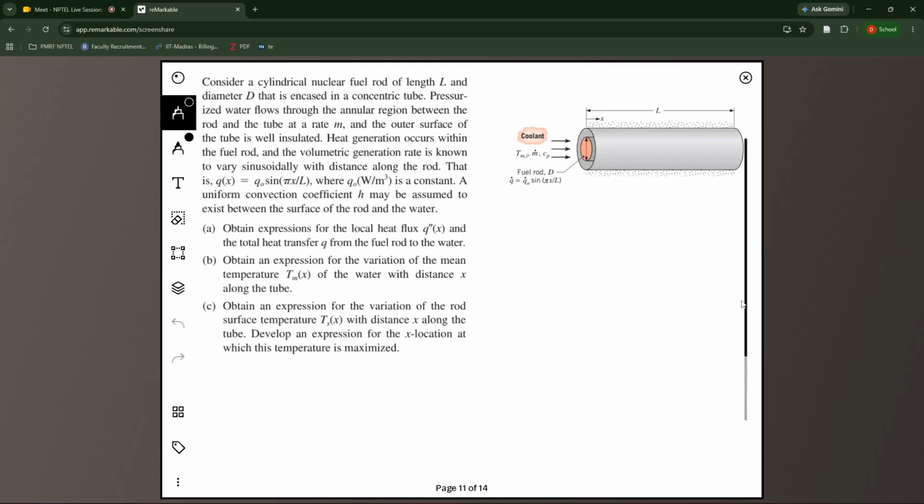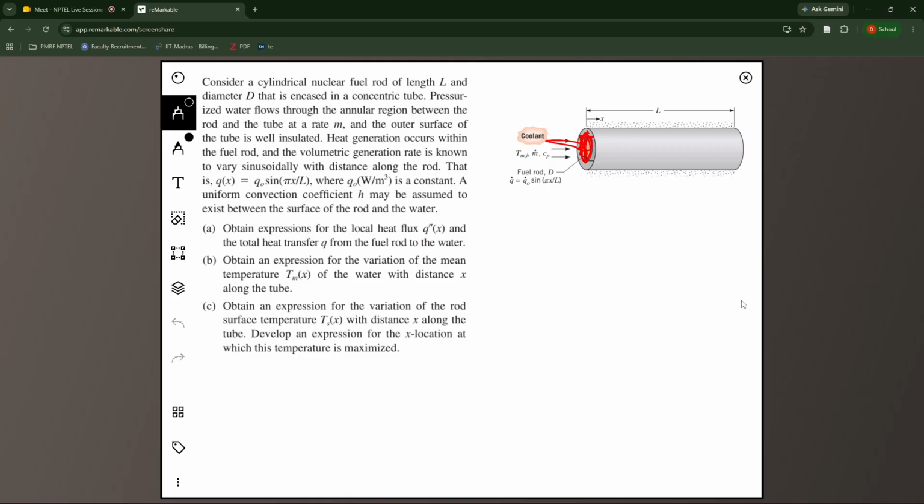Consider a cylindrical rod of length L and diameter D. The inner diameter is D. That is encased in a concentric tube. Pressurized water flows through the annular region. So between the inner rod and the outer tube, you have an annular region inside which the fluid is flowing. That is a coolant.